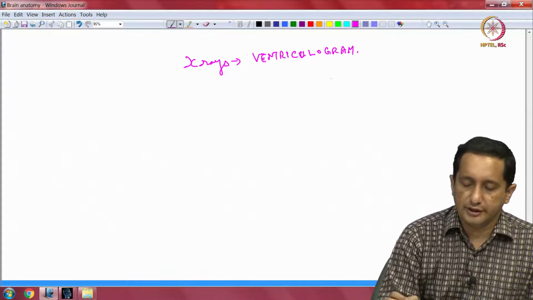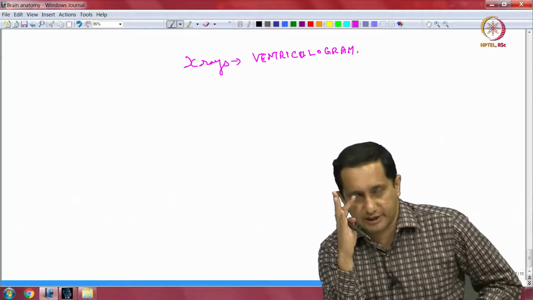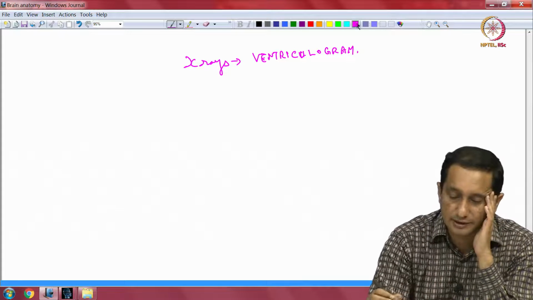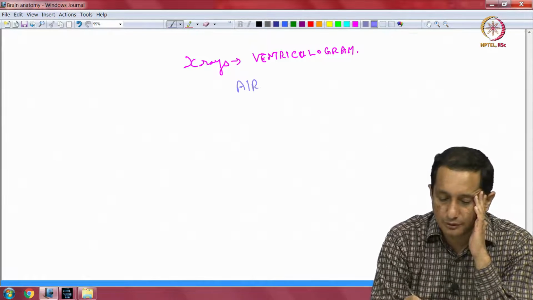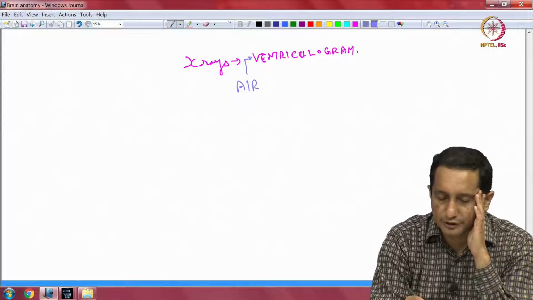So these are the only two differentiating features. You have black and white, and you have air, which acts as a contrast medium. And so how do you do that? You introduce air into the ventricles.